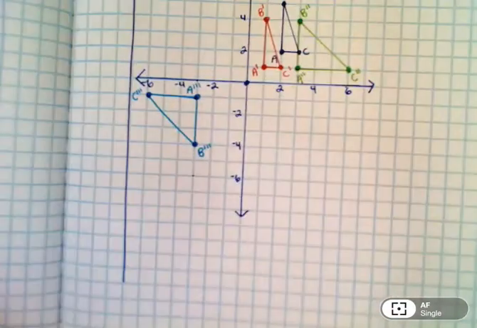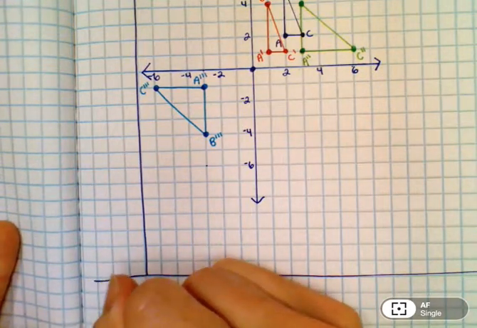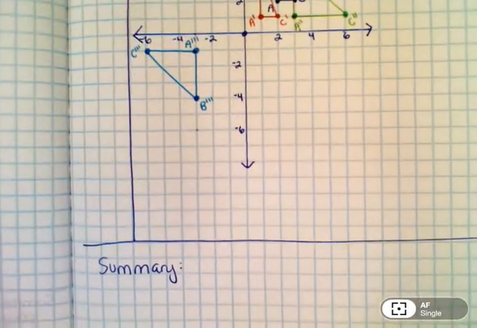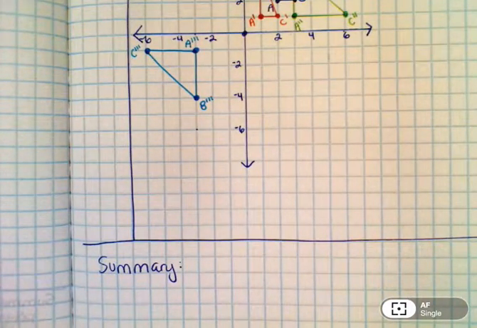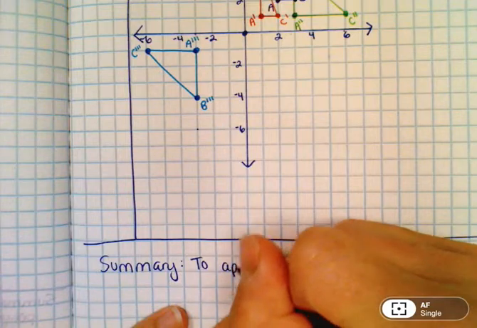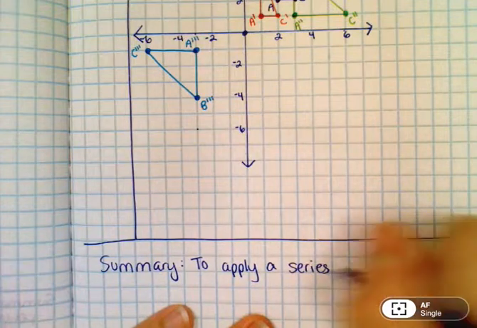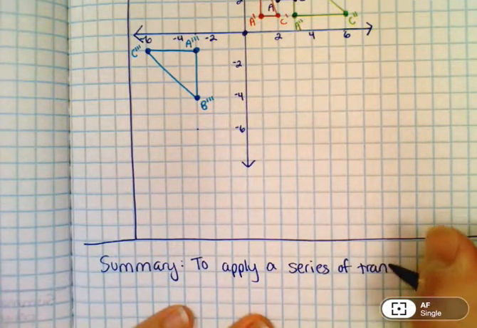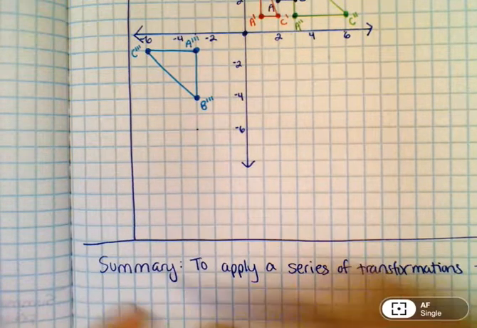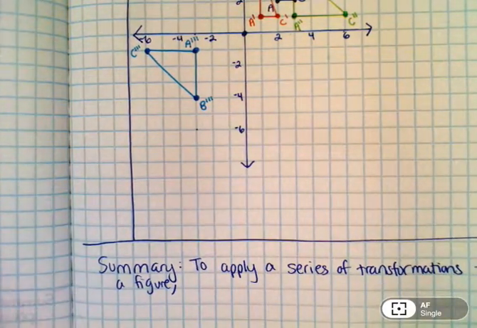I would like you to write a summary and I'll kind of help you get started. When you write your summary, I just want to make sure that you understood the lesson. So the question was, how do you apply a series of transformations to a figure? And so I would start by saying, turn the question around: to apply a series of transformations to a figure. And then explain in your own words how to do it.